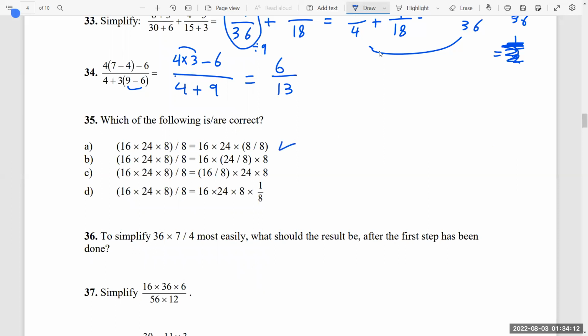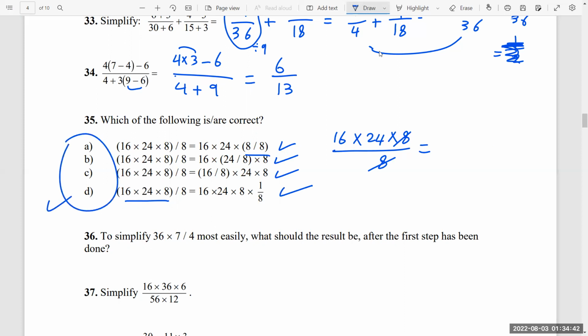If you try to write it in a fractional form like this, 8 divided by 8 is 1, this part, and you still have 16 and 24. Here I can divide only 24 by 8 and keep the other numbers. I can divide 16 by 8 and keep the other numbers, of course. I can leave these numbers and then divide by 8, which means multiplying by 1 over 8. So all options now are correct.